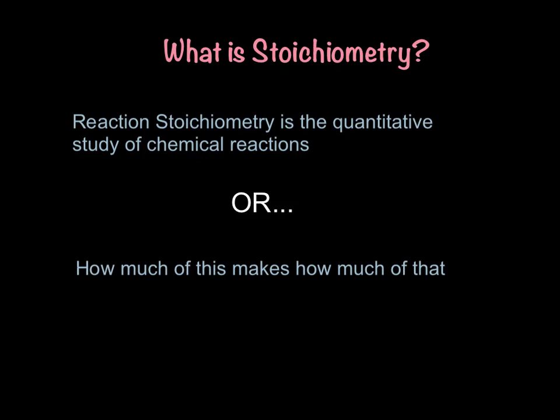Reaction stoichiometry is the quantitative study of chemical reactions. Quantitative meaning involving numbers. So really, if we think of it this way, it's like how much of this makes how much of that. We're comparing what we had before to what we can have afterwards and how much we use in the process.